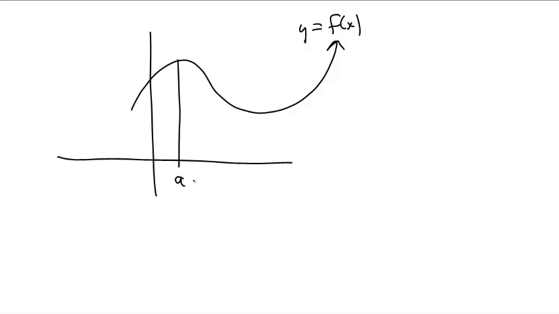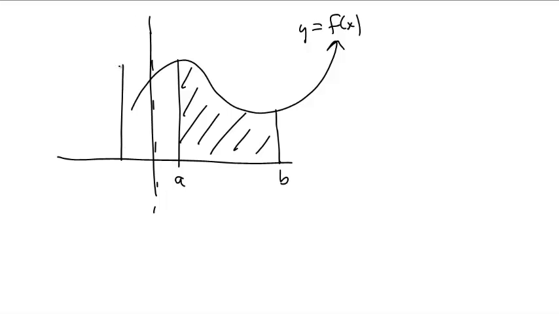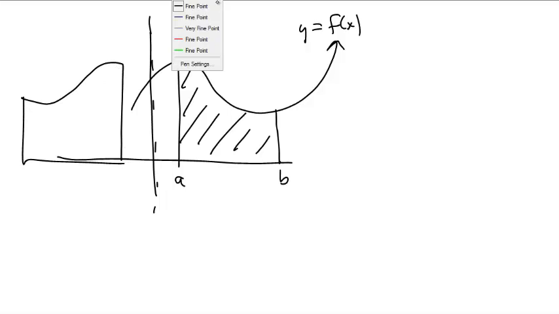The problem lies when you have something like, let me just draw a picture. If you had a function like this, y equals f of x, and you wanted to rotate, let's say, from A to B, this area around the y-axis, then I suppose you can see what it's going to look like. Something like this.